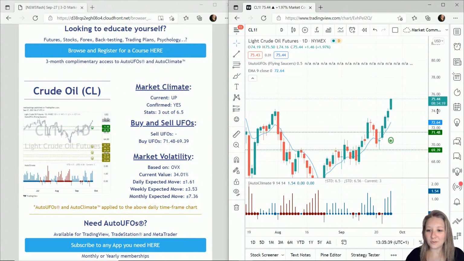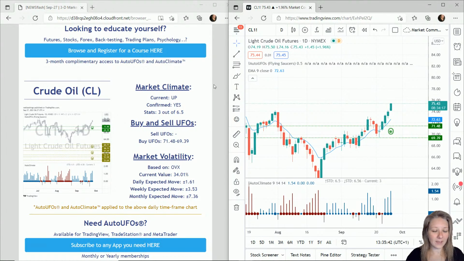So with crude oil, we have a confirmed upwards climate. Thick blue dot there telling us probability is upwards. Now usually crude oil would go up for 7 candles, I'm just rounding that up. We're on candle number 3. So probability that it continues up based on what usually happens.